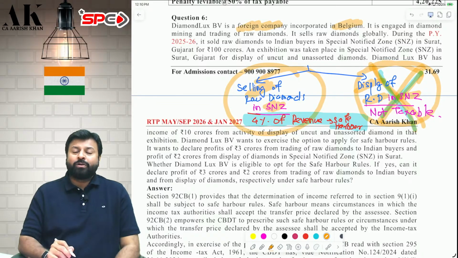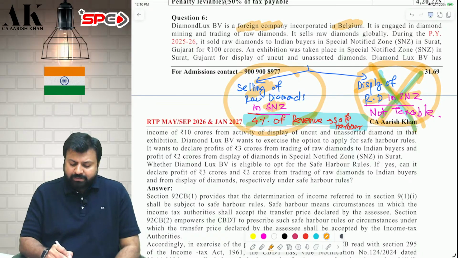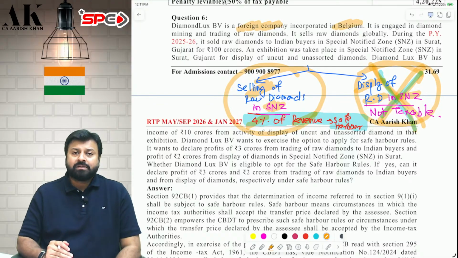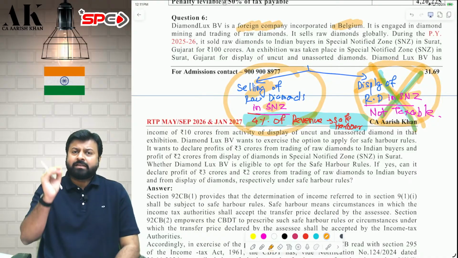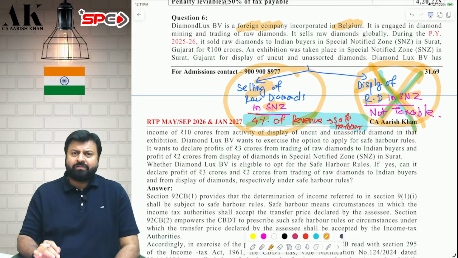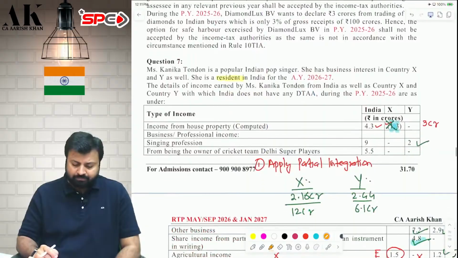And then the safe harbor rule is, whatever is the revenue of that 4% should be shown minimum as a profit. If you show lesser than 4%, safe harbor rule will not apply. If you show more than 4%, safe harbor will apply. Then you will not get deduction of any expenses. I hope it is clear to all of you.